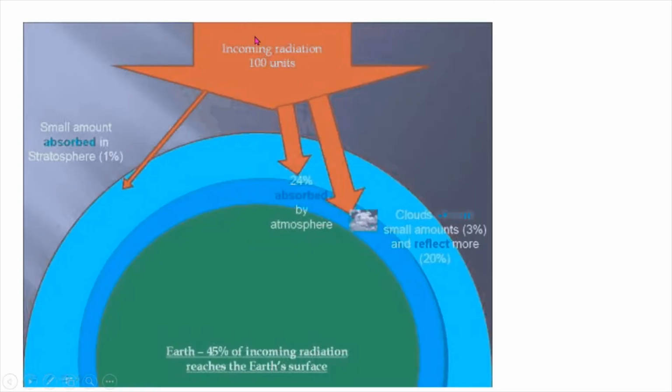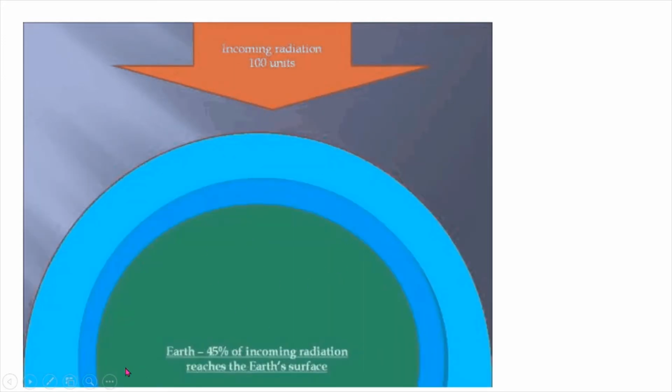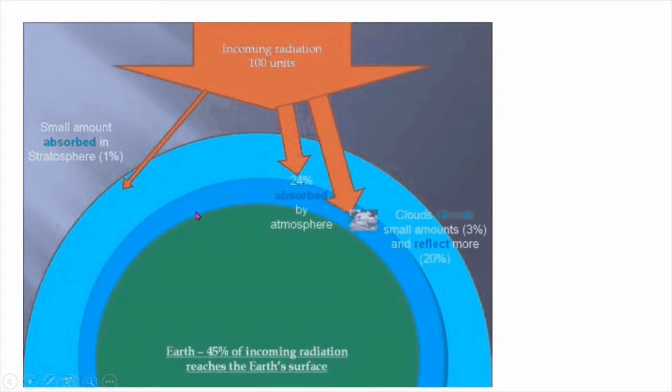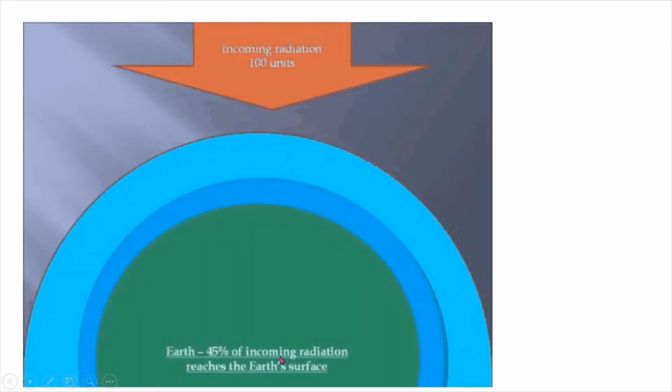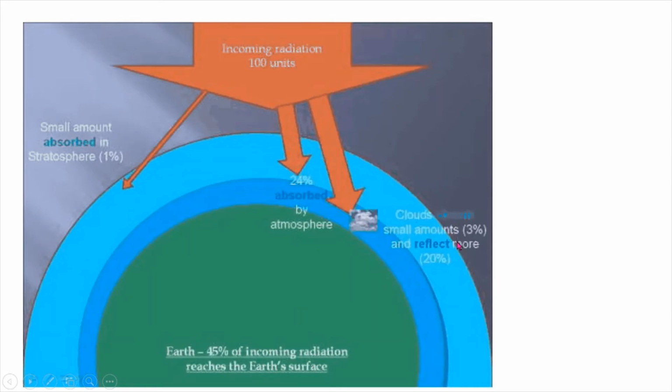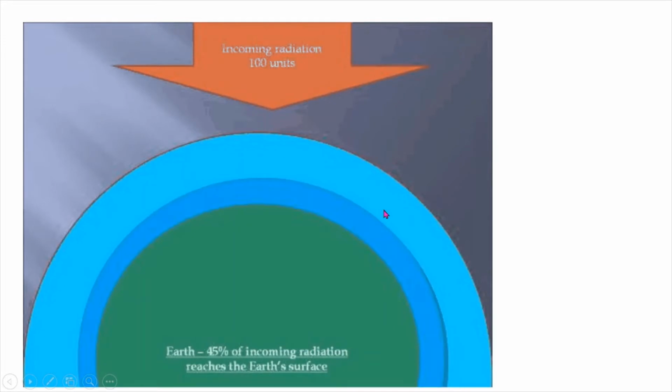Incoming radiation, that is, if 100 units are coming into the atmosphere, how much radiation is reaching the Earth's surface? Only 45%, and a small amount is absorbed in the stratosphere and by the atmosphere. 24% is absorbed by all the layers of the atmosphere, and only 1% is absorbed by the stratosphere, where the ozone layer is present, and some by clouds. Some units of energy are absorbed by clouds, and others are reflected back into space.